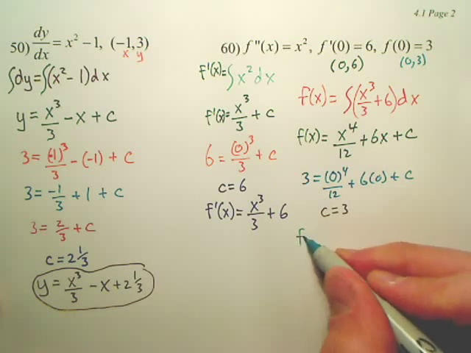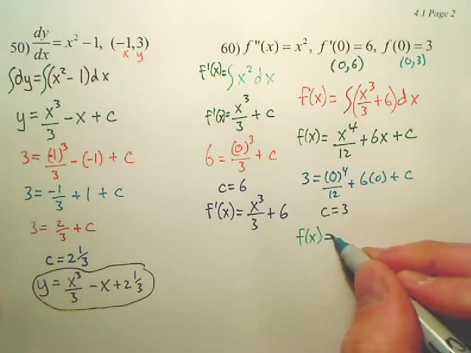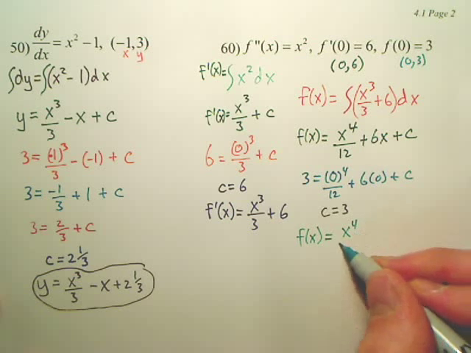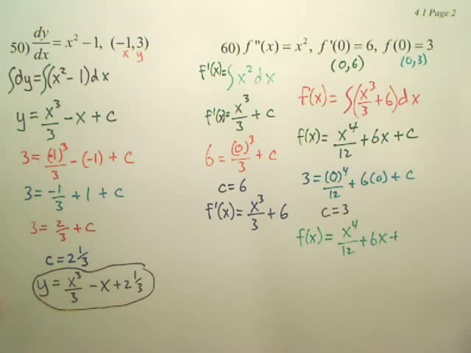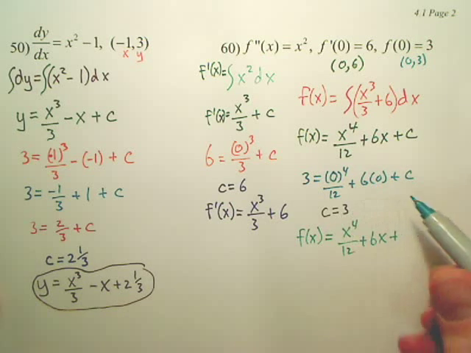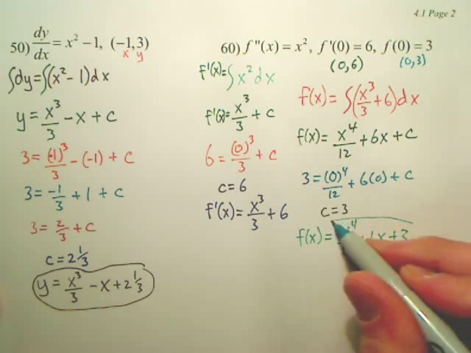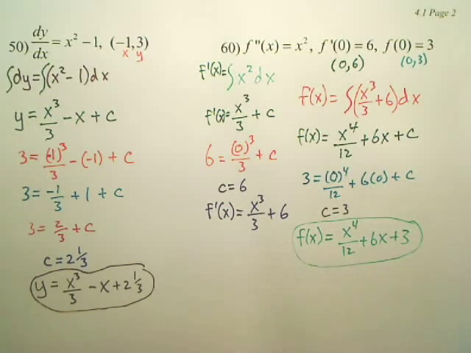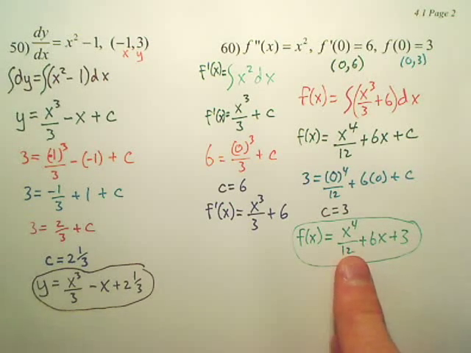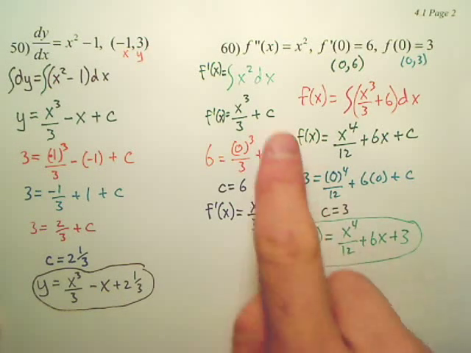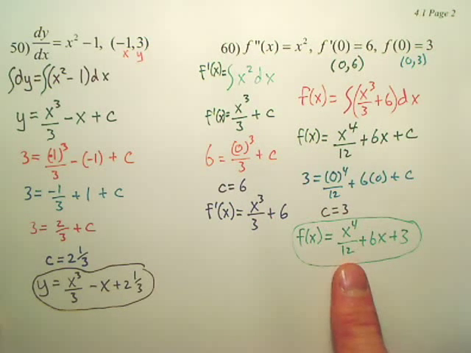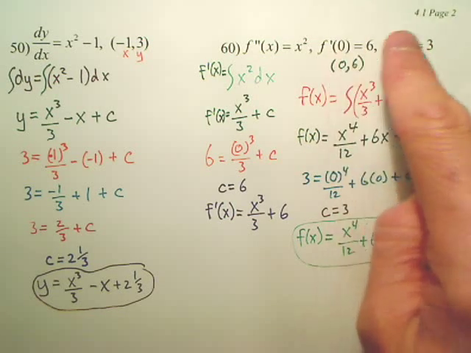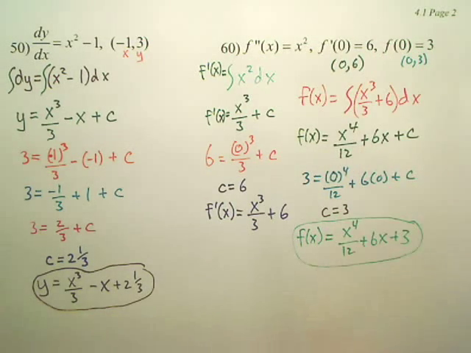So, my original function is x to the 4th over 12 plus 6x plus what? What's c? 3. This is my original function. If I start with this and I know these two values, I can work my way down to the original function. You have to have these two values. If you do not, you could not work your way backwards like this.